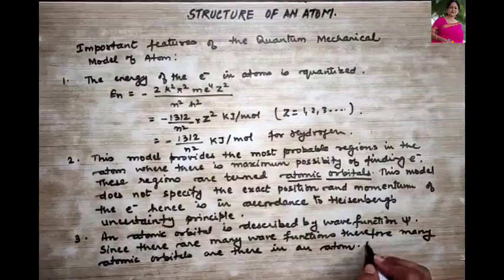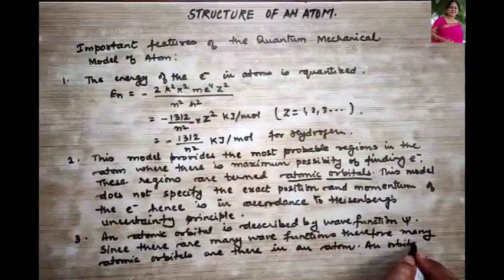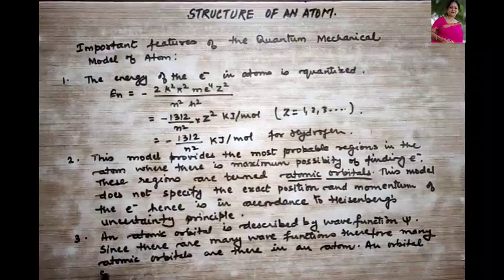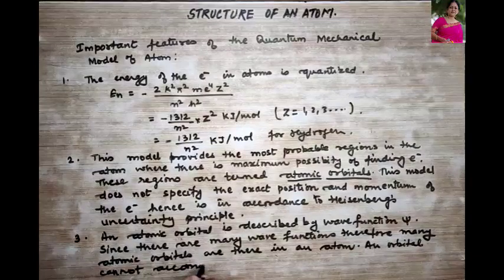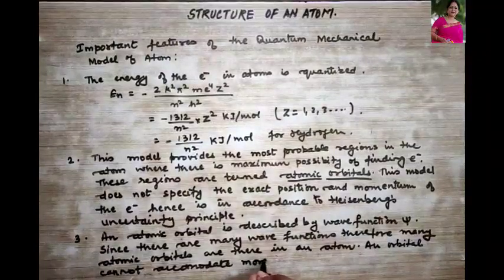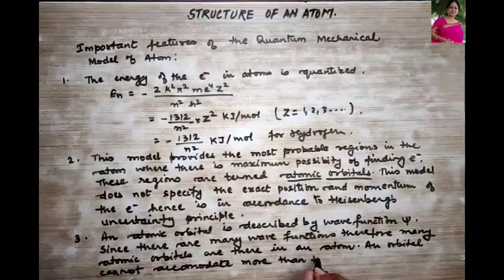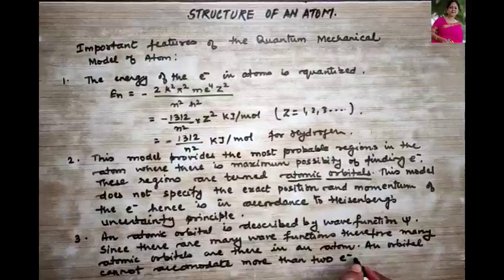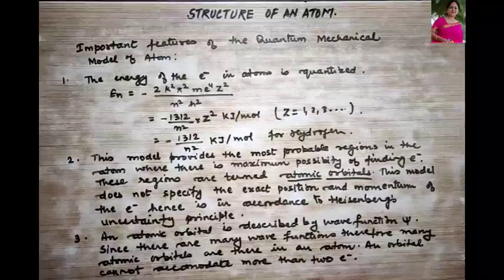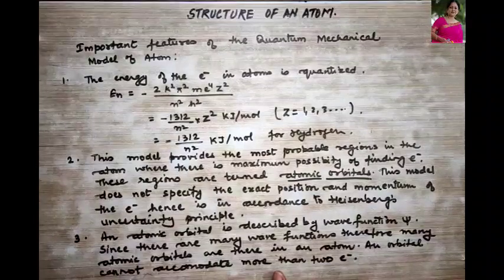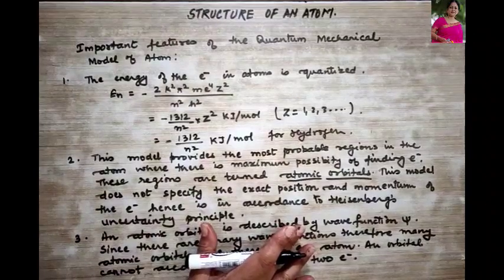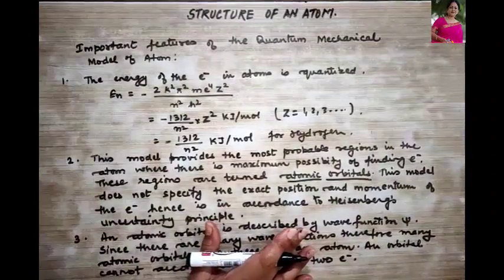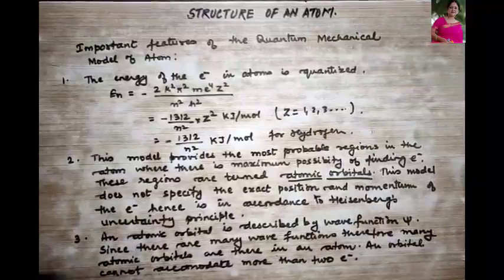Okay, then an orbital cannot accommodate more than 2 electrons, right? In a multi-electron atom, what happens? The electrons are filled in various orbitals depending on the increasing energy. Coming to the next point, that is, let me rub this, then I'll tell you.